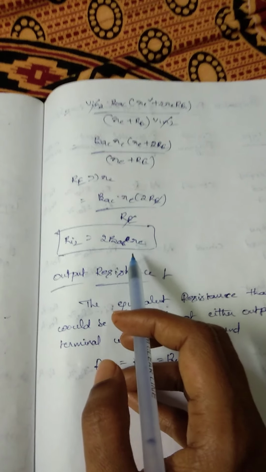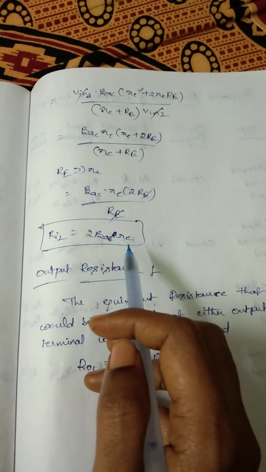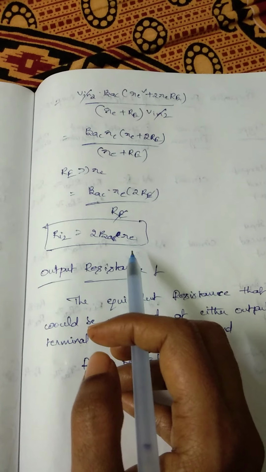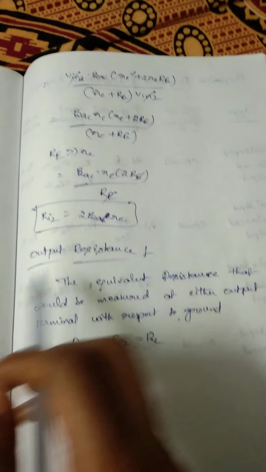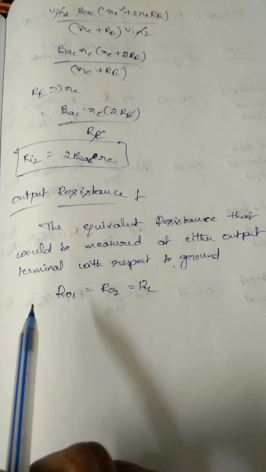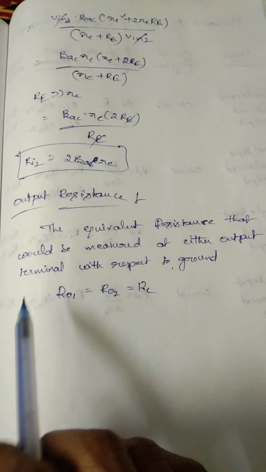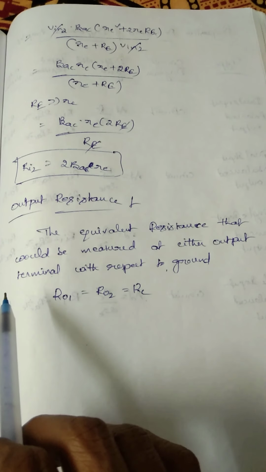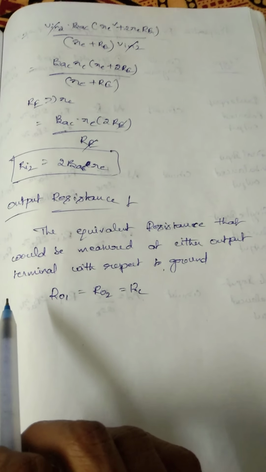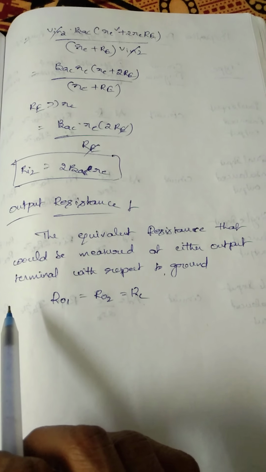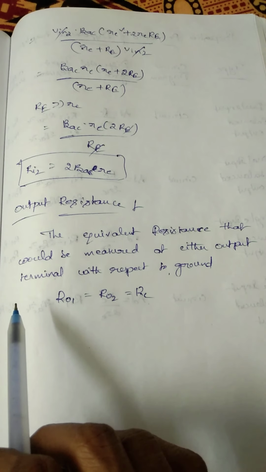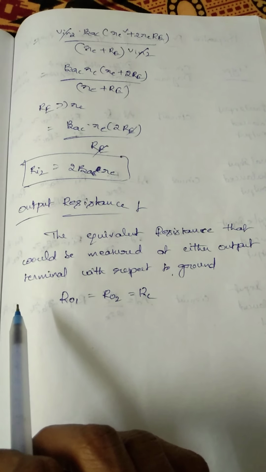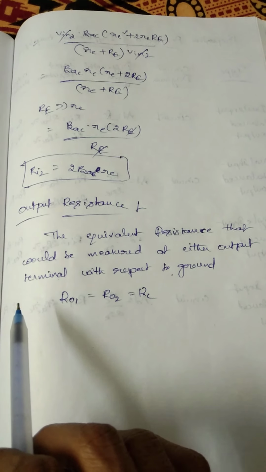So for the dual input balanced output configuration, the input resistance at the two terminals will be same. And similarly we can also find out the output resistance of DIBO configuration. Output resistance is defined as the equivalent resistance that would be measured at either of the output terminal with respect to ground. So in balanced output configuration, we are taking the output between two collectors.